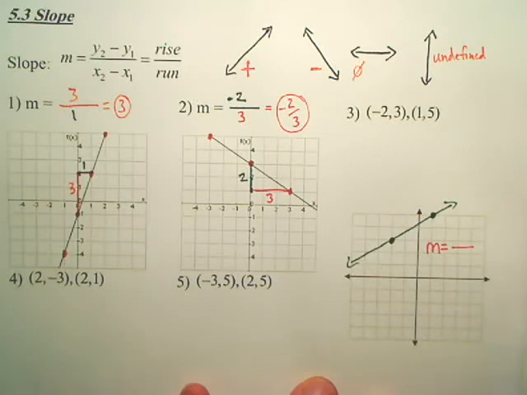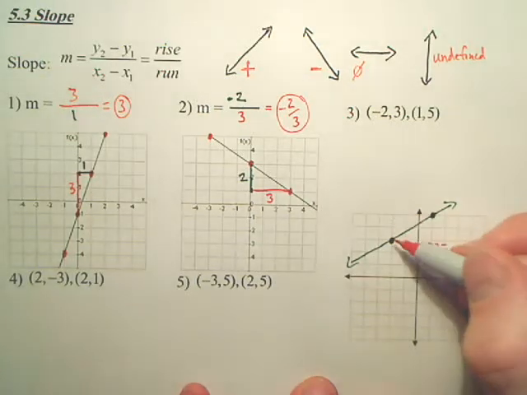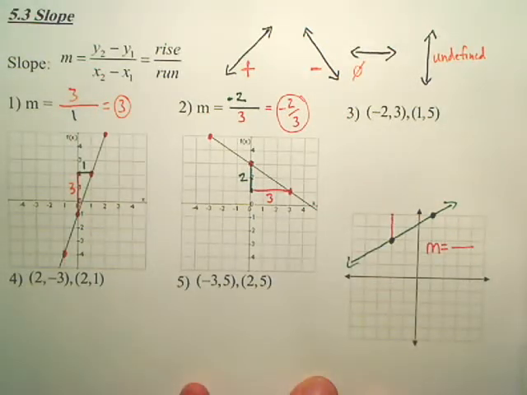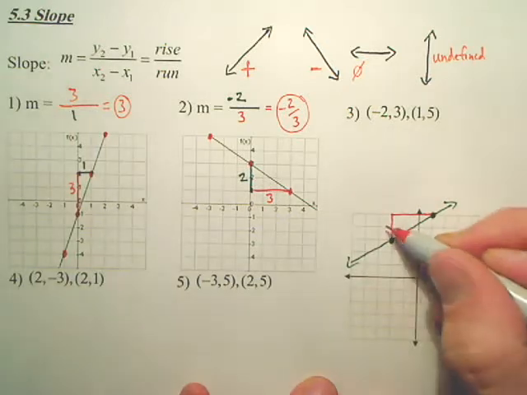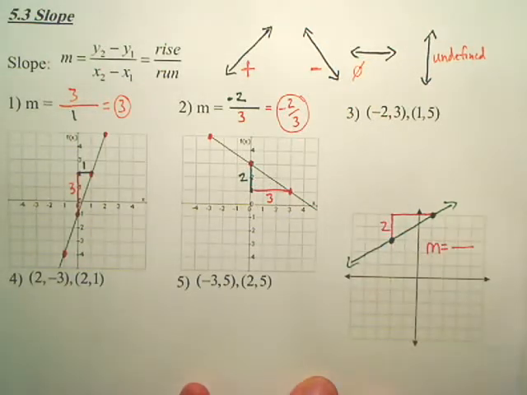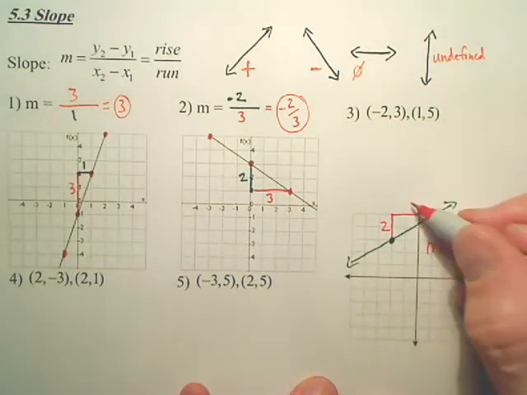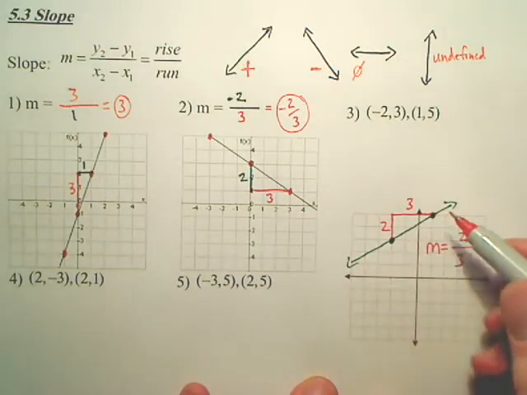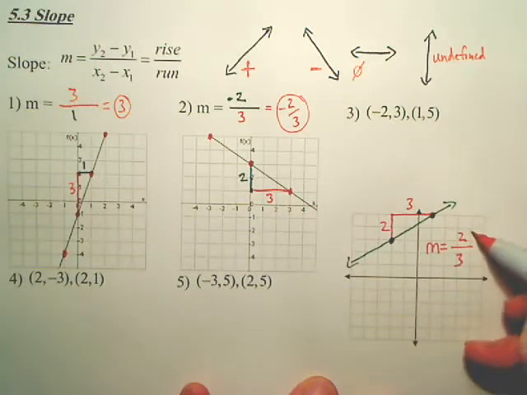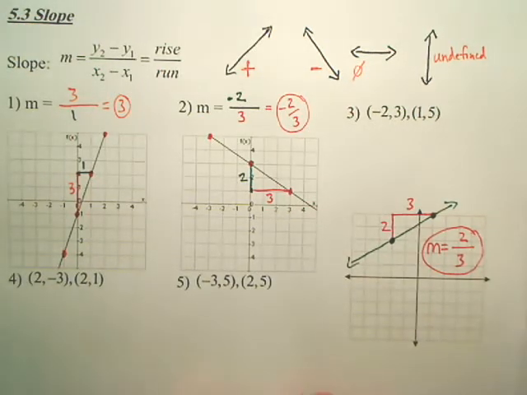To get from one dot to the next, how far up did I go? How far over did I go? Well, didn't I go up 2? And over 3? I go up 2 over 3. And is that a positive slope? There it is. So you can find your slopes by graphing it. Or there's a formula right here.